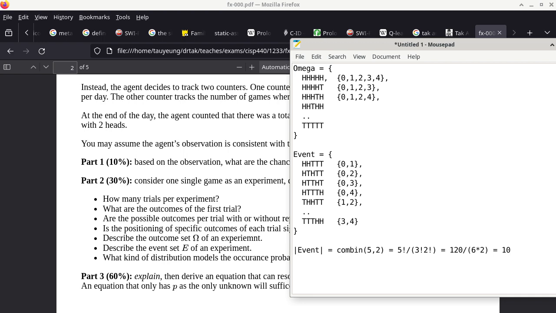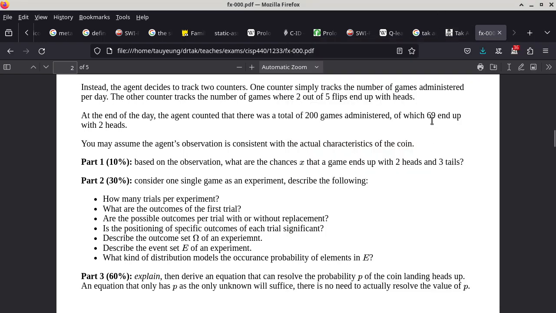We look at all the pieces that we have at this point. The first one, which is the wrong answer, is just going to be 69 divided by 200. That is not the right answer. Why is that not the right answer? 69 divided by 200 is representing a probability, but it's not the probability of landing on the head. It's one of the subparts of part two. It would be the probability of a game ending up with two heads and three tails. That is 69 divided by 200.